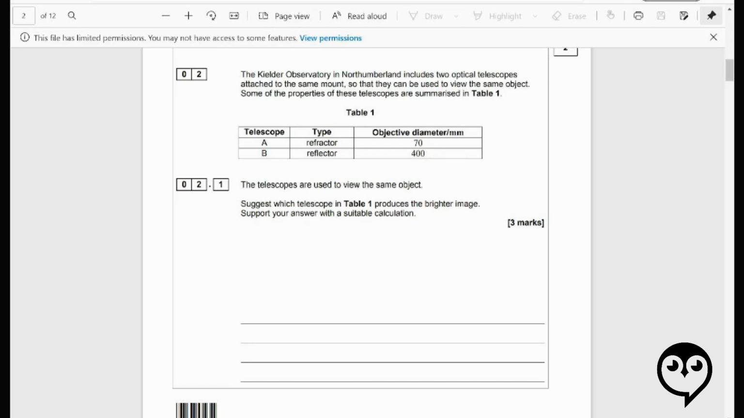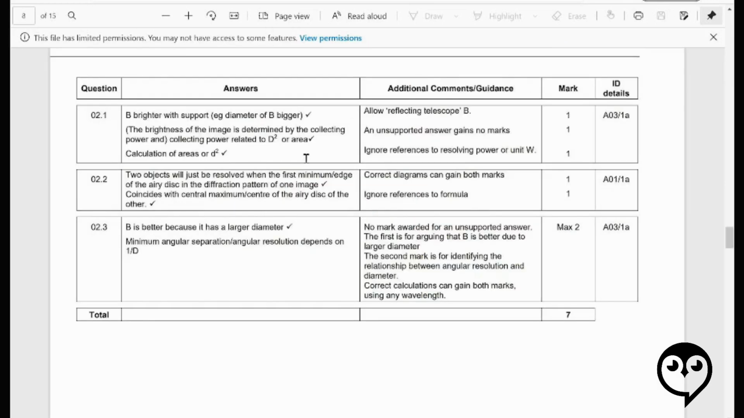The only thing I can think of mathematically would be that if that's your diameter, you're going to have a much larger d squared. That's going to be 160,000 as compared to 4,900. It's going to be much, much larger. Let's see what they say. B is brighter, with support.